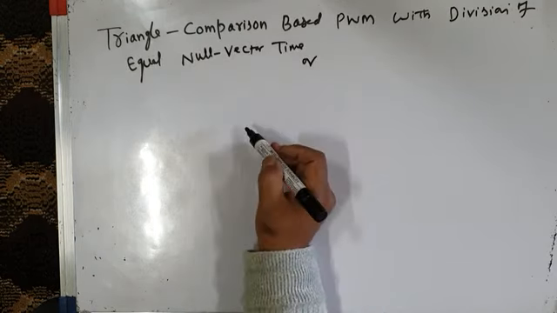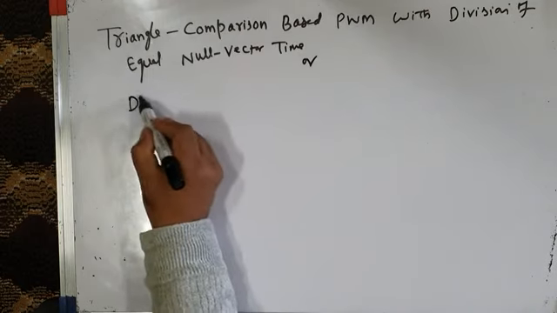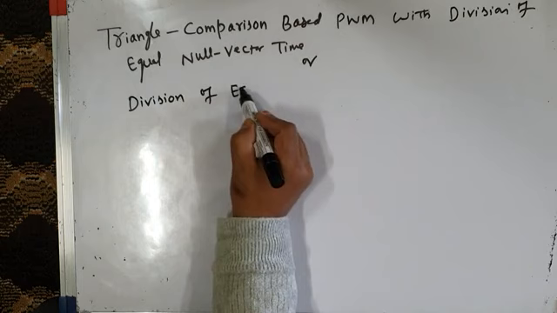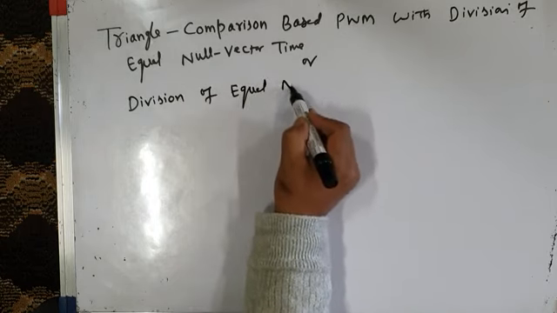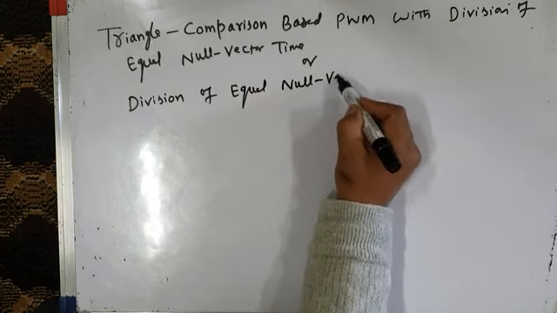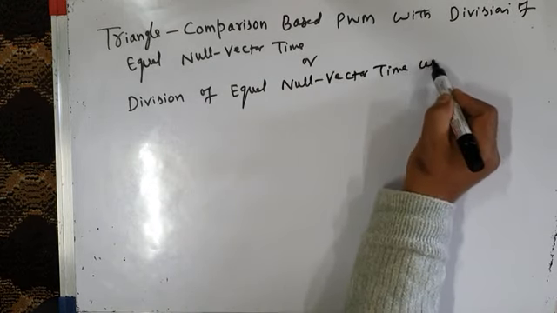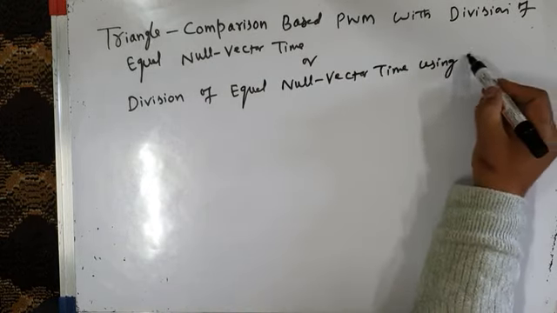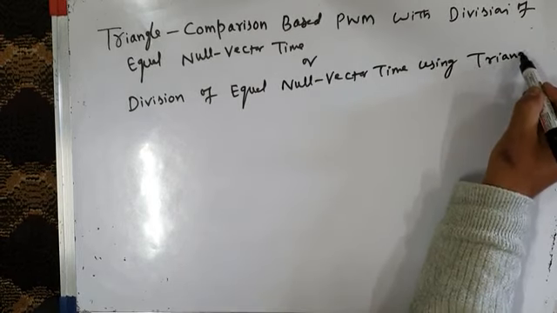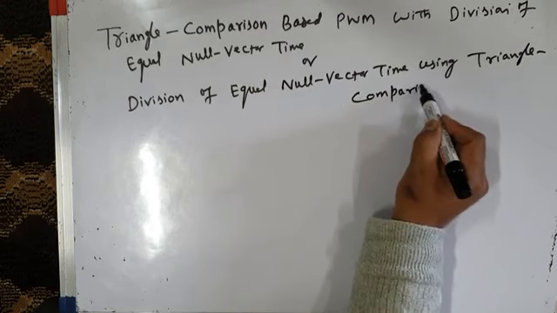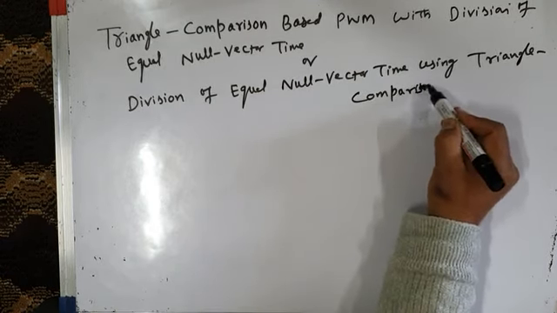Or I can write it like this: division of equal null vector time, division of equal null vector time using triangle comparison based PWM, using triangle comparison PWM.